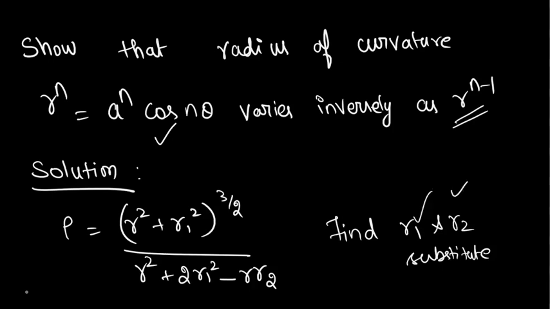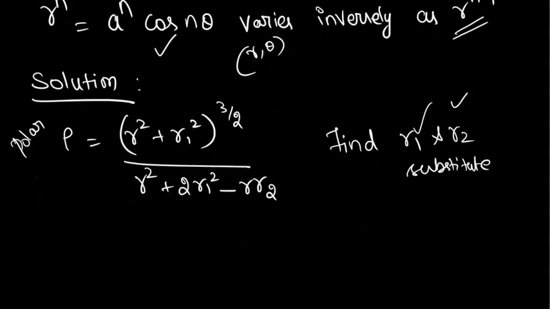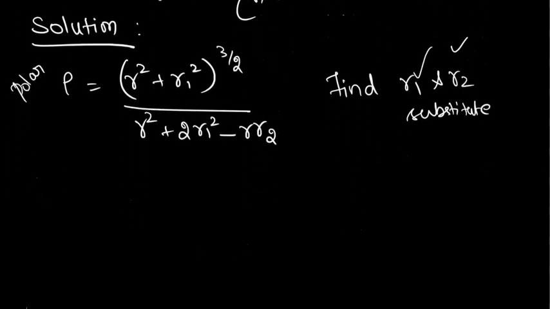What is the formula for radius of curvature in polar form? This is in terms of r and theta. So we have to use the polar form formula, and this is the formula: (r² + r1²)^(3/2) divided by r² + 2r1² - r r2. All you have to do is find r1 and r2 and substitute in this equation.